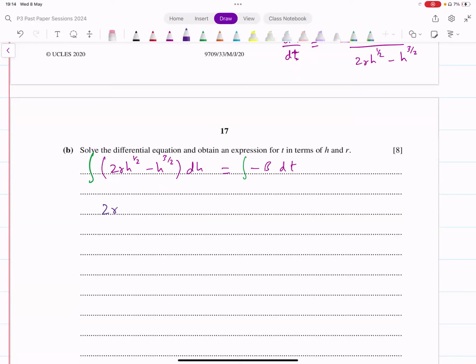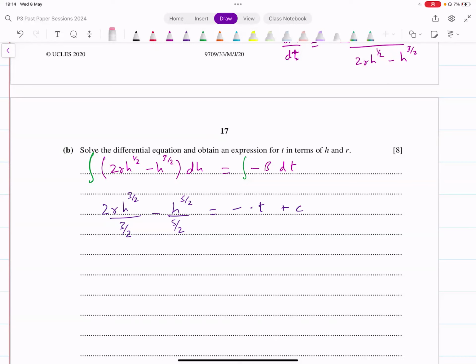Let's integrate the left-hand side. 2r is a constant that remains as it is. Integration of h power 1 over 2: add 1 to the power, it becomes 3 over 2. Divide that by that new power. Minus h raised to power 5 over 2. Divide that by that new power, that's 5 over 2. On the other side, what's the integration of minus b? It's minus b times t, and you have a plus c here as well. Okay, this is what we get.